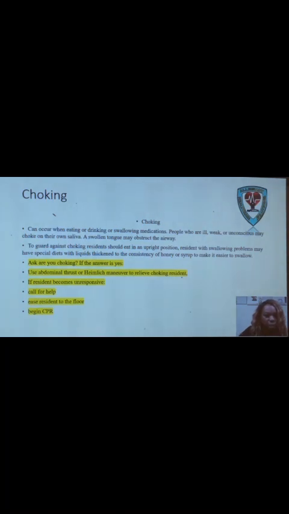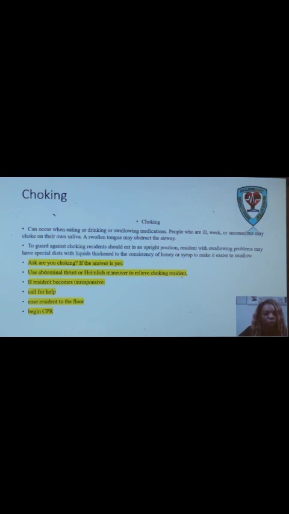Choking can occur when eating or drinking or when a resident is swallowing their medications. People who are ill, weak, or unconscious may choke on their own saliva. A swollen tongue may obstruct the airway and cause choking. To guard against choking, residents should eat in an upright position. Residents with swallowing problems may have special diets with liquids thickened to a consistency of honey or syrup to make it easier for them to swallow.